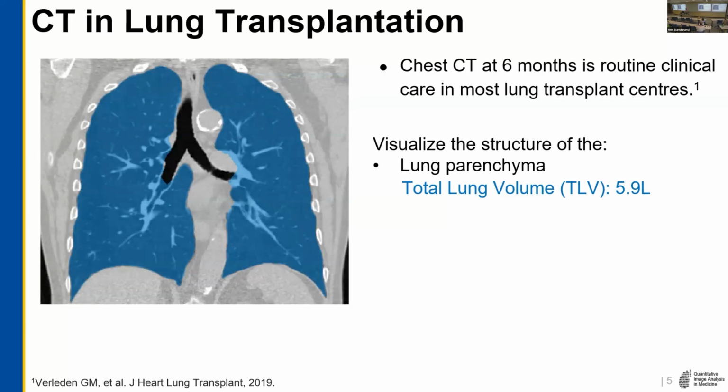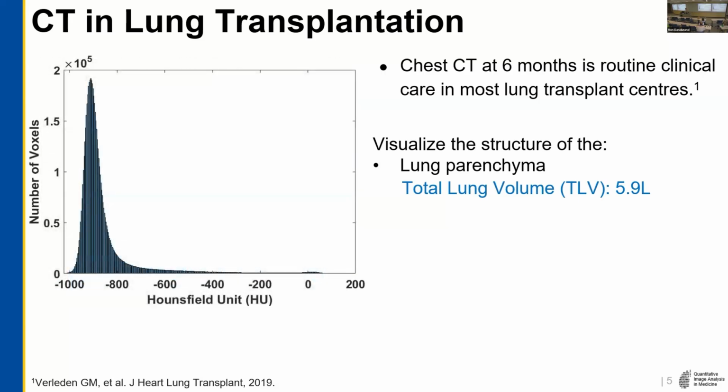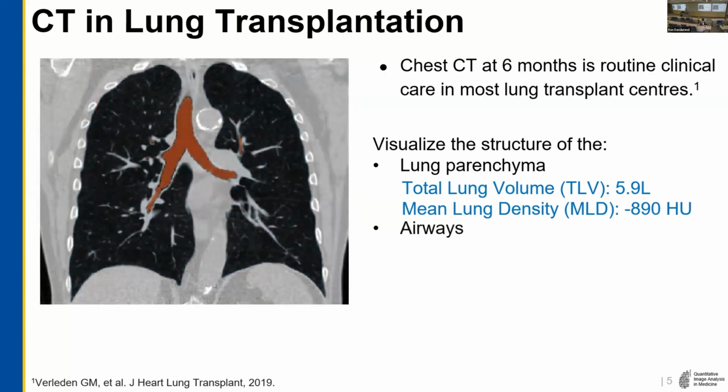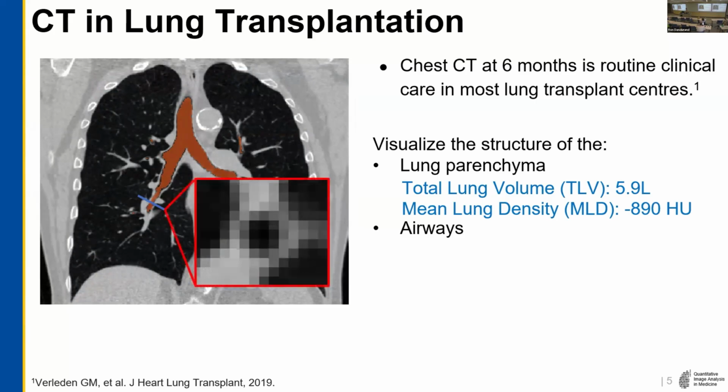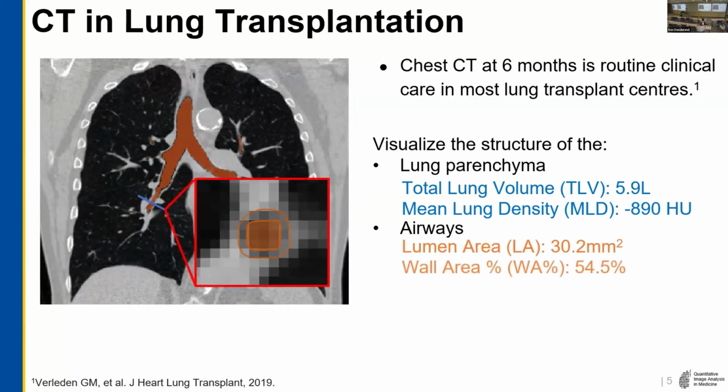We can evaluate the density histogram of the segmented lungs and evaluate its mean position to extract mean lung density metrics. We can segment the airways, which is much harder to do than the lungs, but nevertheless, we can do it. And we can focus in on specific generations of airways, for example, the segmental airways. And then we can look at cross sections to look at lumen areas. So how big is your lumen? We can look at the wall size relative to the lumen to extract wall area percent metrics. And typically, again, we focus on the segmental airways.